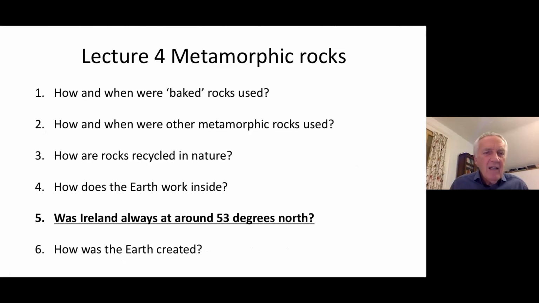Okay, so that's a summary of how the Earth works inside. That whole process that I've gone over is called plate tectonics. I'm sure you knew that, but there we are, plate tectonics. That brings us to question 5. Was Ireland always at around 53 degrees north?